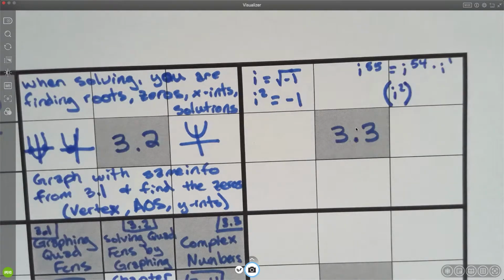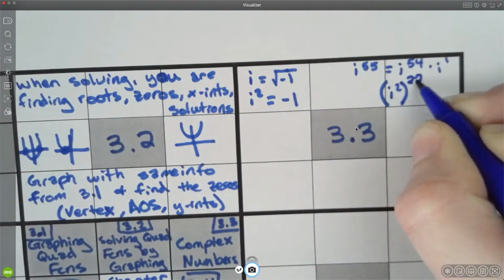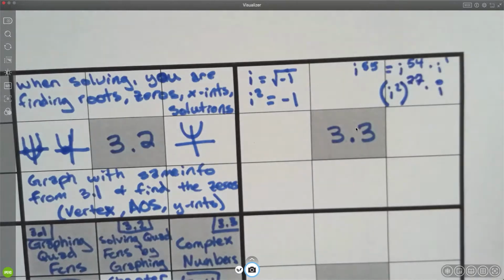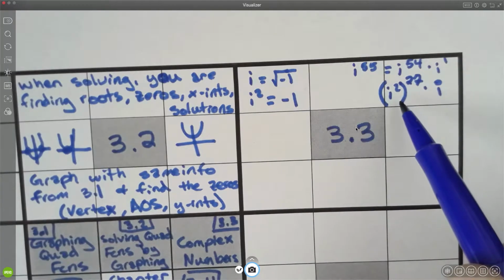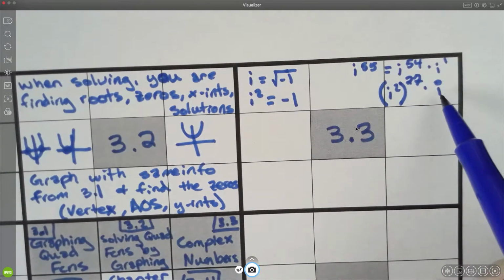What's 54 divided by 2? 50 divided by 2 is 25, and 4 divided by 2 is 2, so 27. So this is i squared to the 27th power, and then times i, because we still have that i hanging off to the side. So this i to the 54th power comes down as i squared to the 27th, and then i just stays as i. He's just tagging along for the ride, okay?